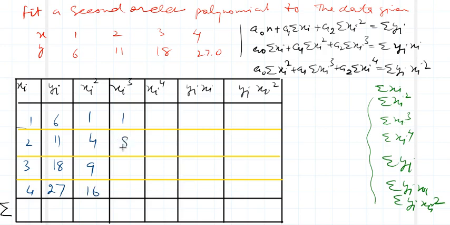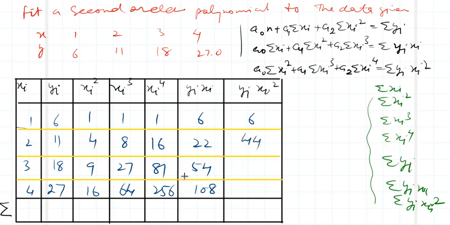xi cube is 1, 8, 27, and 64. Then xi 4 is 1, 16, 81, and 256. Now I will multiply xi with yi, then what I am getting is 6, 22, 54, and 108. And for yi xi square, this gets multiplied again, so it is 6, 44, 162, and 432.